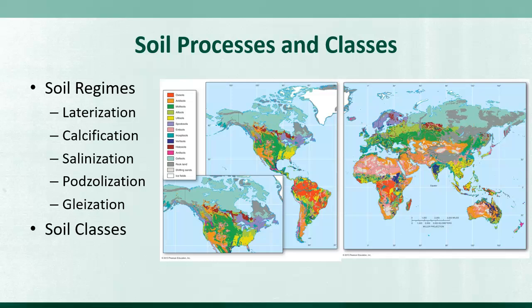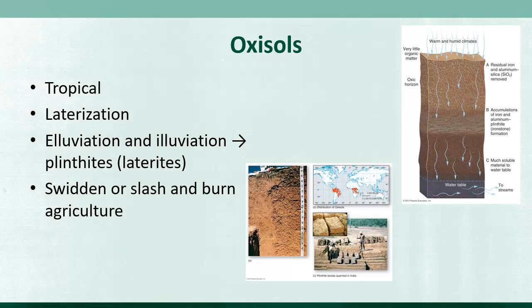In this class, we are going to talk about a basic dozen or so soil classes and the regimes, which are specific soil processes that form them. You'll probably want to go back and forth to this map that you can find in the text to look at these soil classes and then think as well about the regimes. The first one we'll talk about will be the tropical soils, or the classic tropical soils, which are called oxisols. Oxisols are dominated by a soil regime that's called laterization.